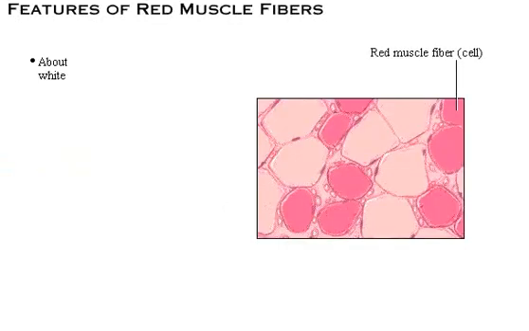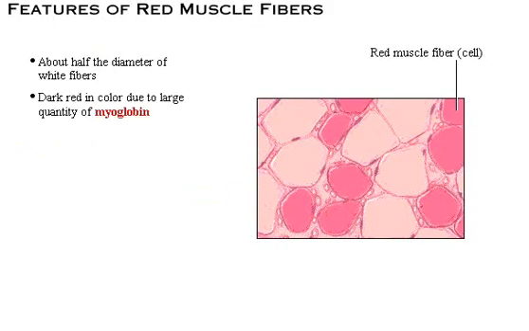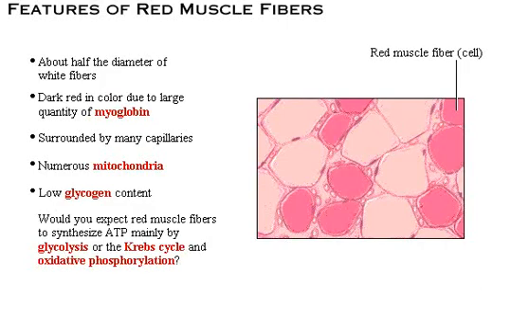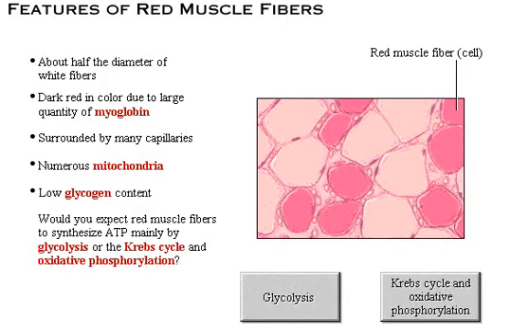Red muscle fibers are about half the diameter of white muscle fibers. They are dark red in color due to their large quantity of myoglobin. Red muscle fibers are surrounded by many capillaries and contain numerous mitochondria. However, they have a low glycogen content. Given these characteristics, would you expect red muscle fibers to synthesize ATP mainly by glycolysis or the Krebs cycle and oxidative phosphorylation? Click the appropriate button.